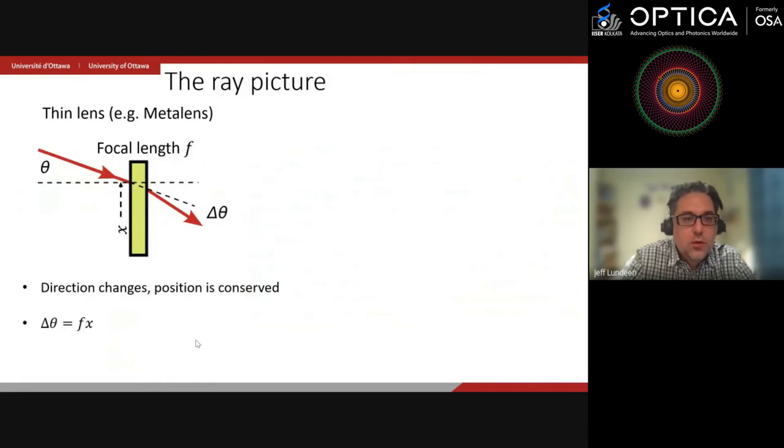You can look at this in the ray picture and compare it to a lens. In a lens, you have a ray that comes in at a certain angle, and depending on where it hits the lens, which is curved, remember, it's going to see a different surface angle, and it's going to bend by a different amount. So the amount of bending is equal to the focal length of the lens times where it hits. This is called ray tracing, or you use this in ray transfer matrices. So the direction changes, but the position is conserved. The ray is coming in and exiting at the same angle.